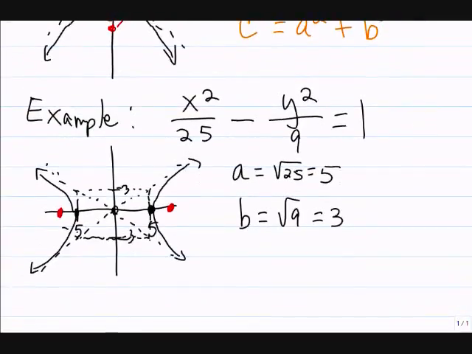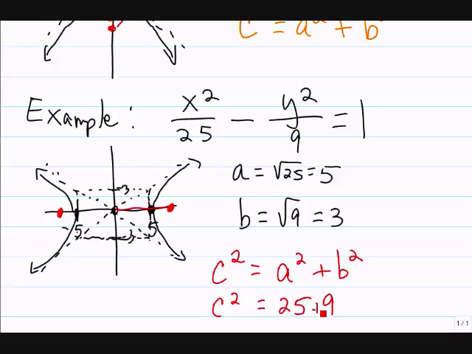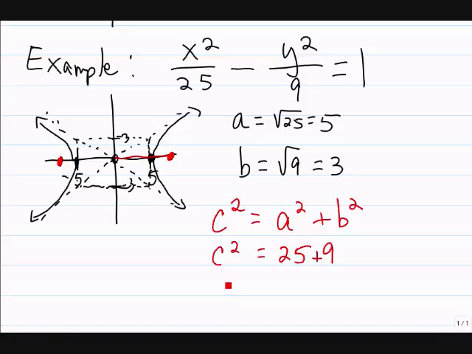Now let me exactly locate them. The distance from the center to the focus is going to be defined by c squared equals a squared plus b squared. So c squared is, a squared is 25, b squared is 9. So c squared is 34. So c is the square root of 34. 34 is 2 times 17, so that can't be simplified.